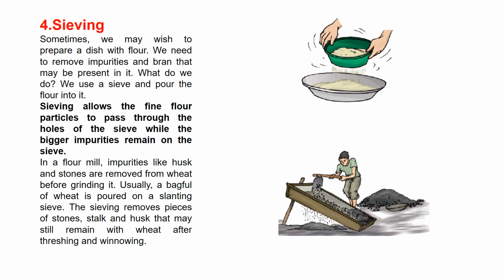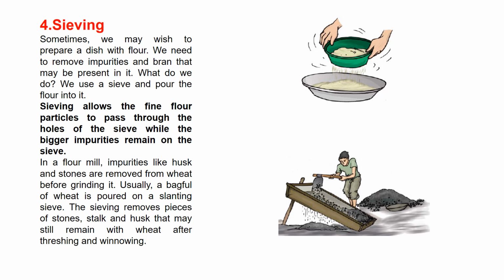You can see the fourth method of separation is sieving. Sometimes even after the grain seeds have passed through a stage of threshing and winnowing, husks may still be attached to the grain, or it may have collected stones and dirt in the earlier stage which need to be removed. And this separation is usually done with the help of a sieve. So sieving allows the fine flour particles to pass through the holes of the sieve while the bigger impurities remain on the sieve.